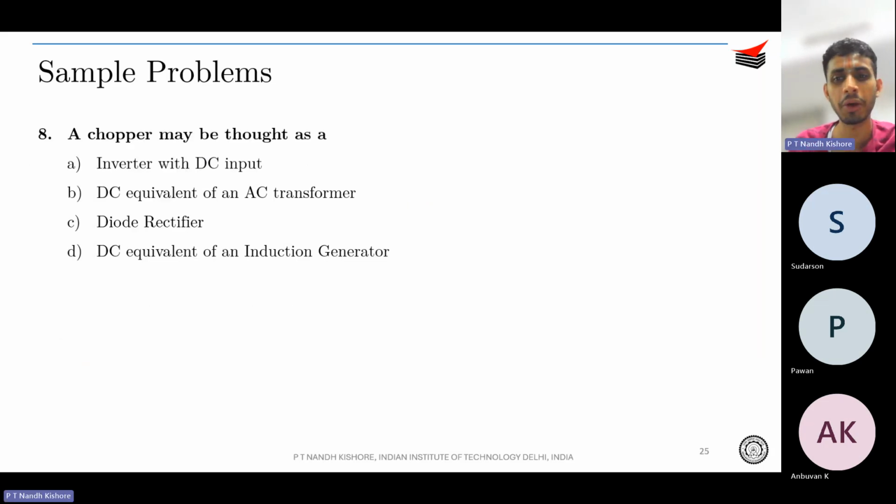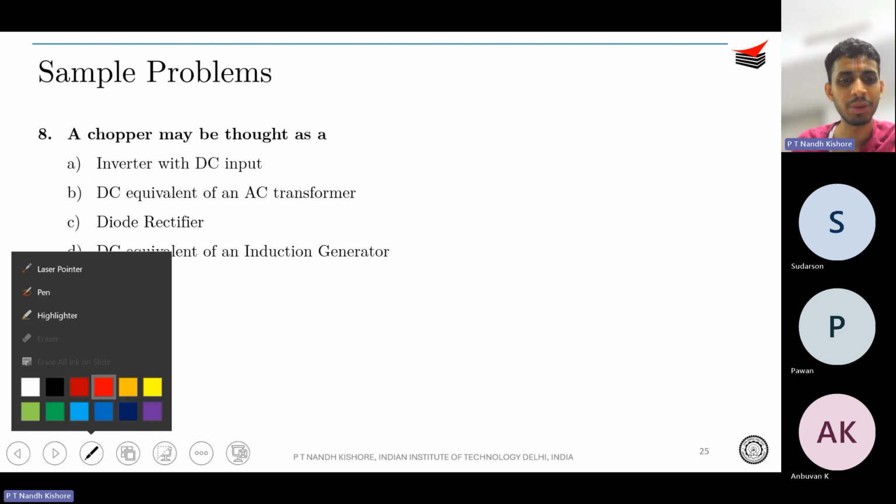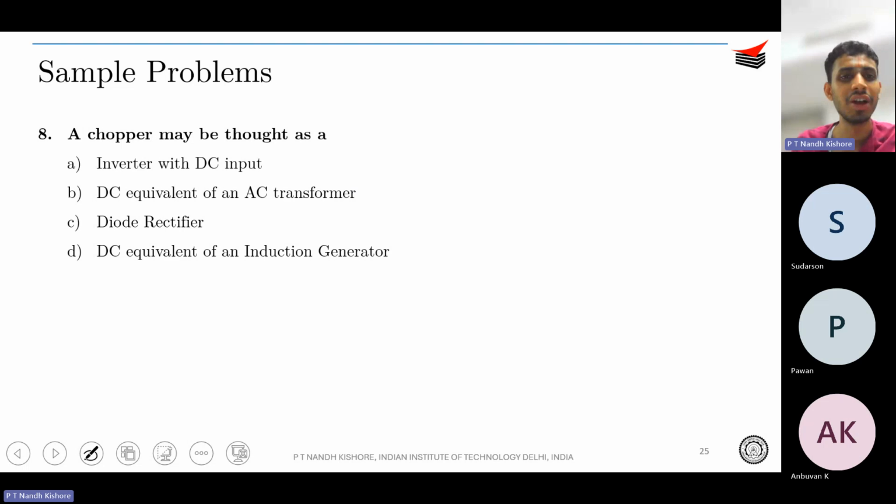Okay, so we just saw a very intensive problem. We'll just have two or three theoretical problems so that we get refreshed. A chopper may be thought of as a dash inverter with DC input, DC equivalent of an AC transformer, diode rectifier, DC equivalent of an induction generator. So what do you think is the answer? Anyone, can you answer? Any attempts?